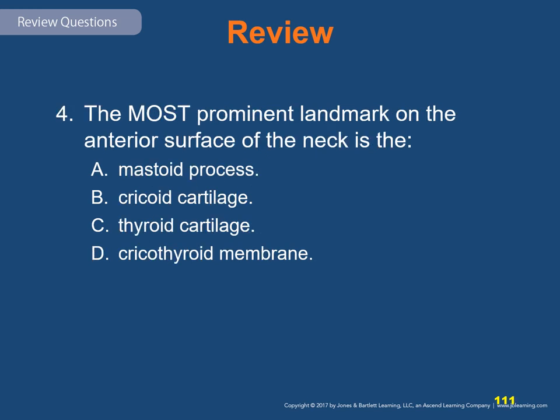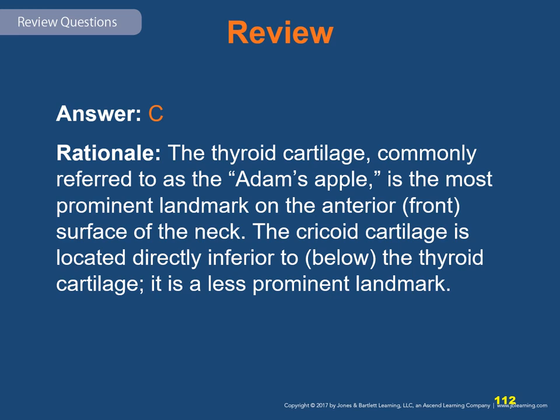Question 4. The most prominent landmark on the anterior surface of the neck is the mastoid process, the cricoid cartilage, the thyroid cartilage, or the cricothyroid membrane. And we talked about this. It's also referred to as the Adam's apple. So let's look and see what the correct answer is. The correct answer is C. The thyroid cartilage, commonly referred to as the Adam's apple, is the most prominent landmark on the anterior, which is the front surface of the neck.